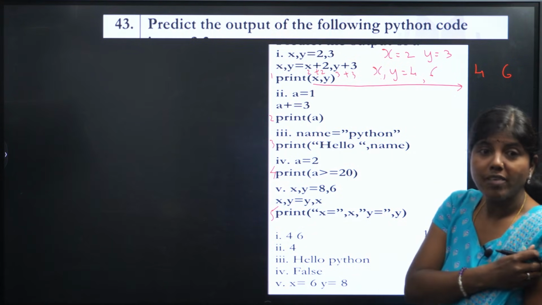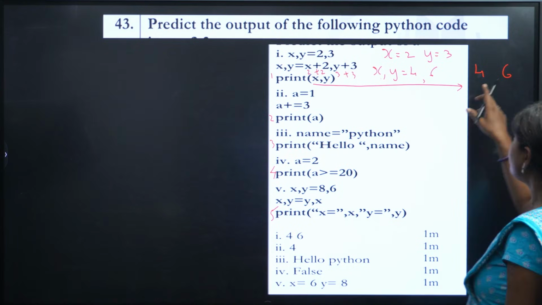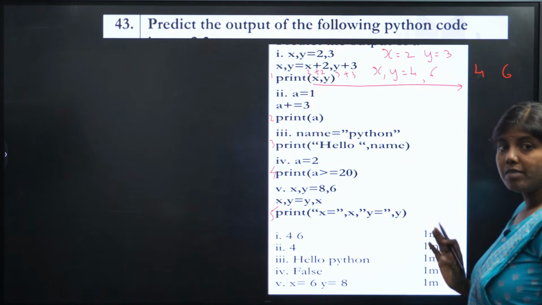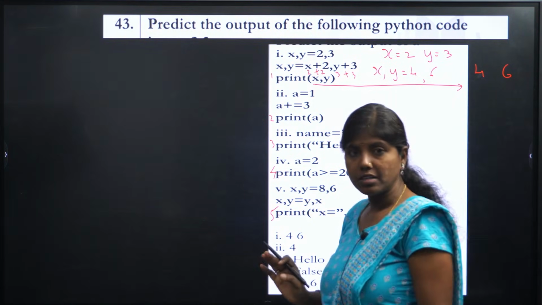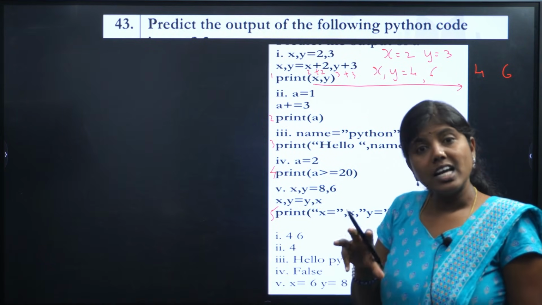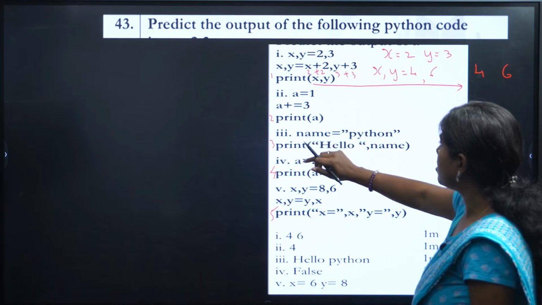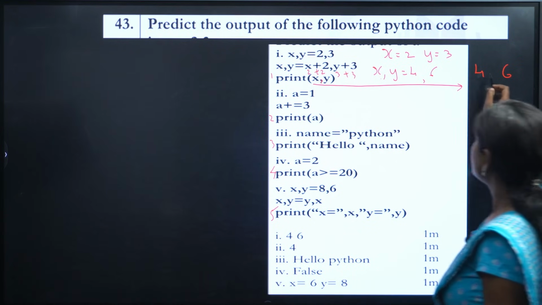Print x, y means, remember, the comma will not come. You should write only 4 space 6. The comma will not come. It's basically a separator. Wherever a comma is there, by default the separator is going to be a space. Whenever a comma comes, the space will come. Where is the comma? Comma is there, no, space will come.